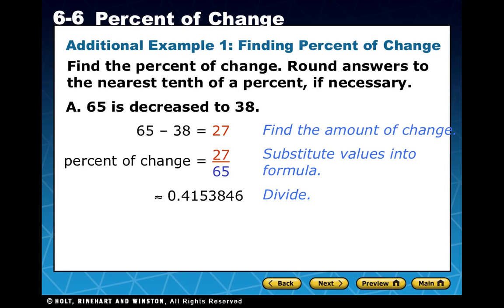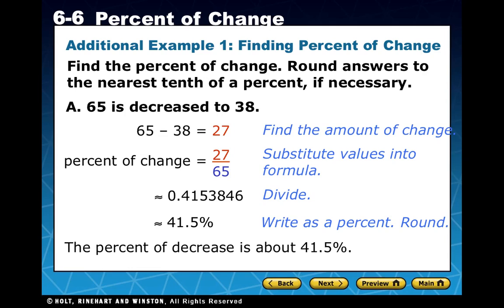And for homework for this lesson, I'm okay with you using a calculator to divide these, because I'm not grading you on division right now, I'm grading you on calculating percent. So now we have a decimal, and we're going to change this into a percent by multiplying by 100, and we need to round to the nearest tenth, so 41.5. So this means the percent of decrease is about 41.5%.